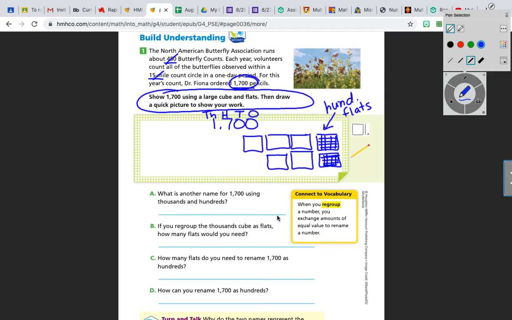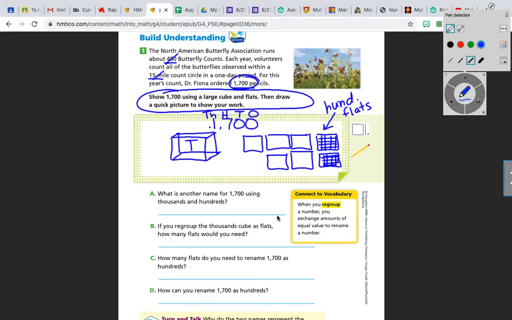And they would have 10 rows across and 10 rows down, so that would be 100. But then I have 1,000, so this is where, remember my thousands, they look like the flats, but they were 3D, and since we only have one of them, I can draw that. So that would be your 1,000.